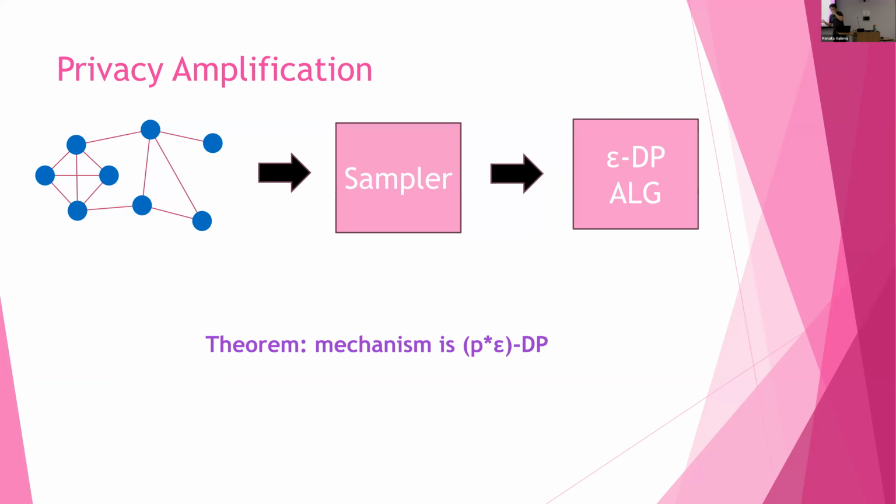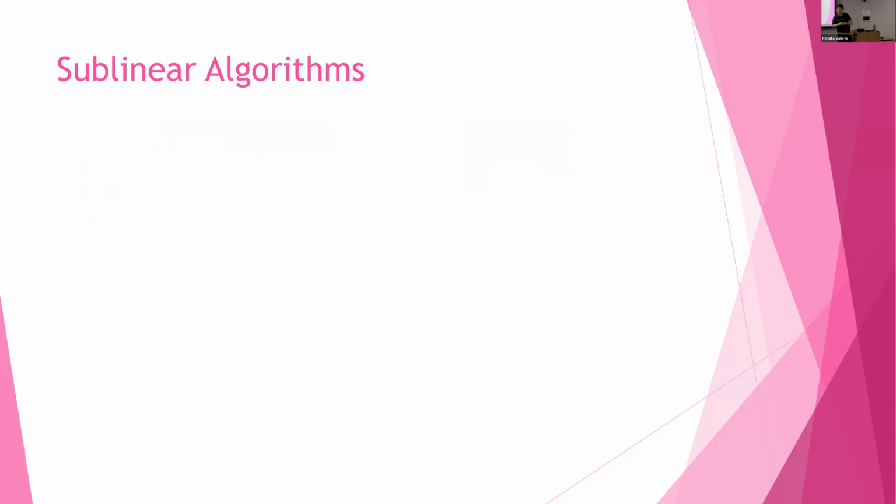And I think this is reasonably intuitive because in the sampler, you'll be adding extra noise. It will be harder for an adversary to identify whether or not your data is actually in the data set or in the graph. And as a result, you have improved privacy guarantees in this setting. Okay, I hope you guys believe me. Now we'll be using ideas from sublinear algorithms.